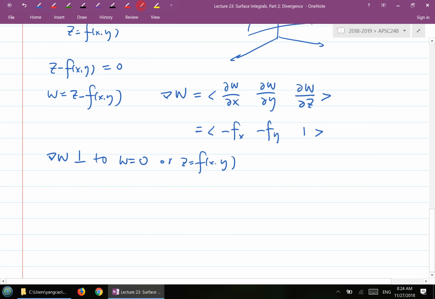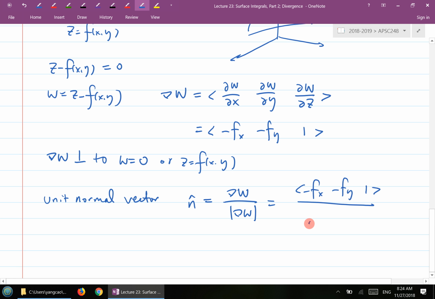But if I want it as a unit normal vector, let's call it n hat, then it's basically del w over its length, and that gives us negative fx, negative fy, and 1, over its magnitude. So that gives us a unit normal vector n hat to this surface at a certain point.